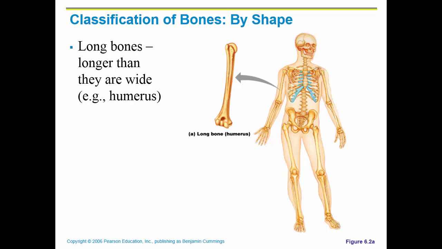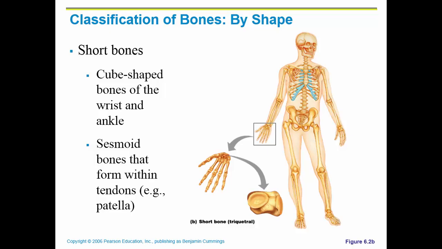Then they also classify the bones within those 2 different categories by shape. And so we have long bones, which are longer than wide. A good example of that is the humerus, which is your arm bone. You also have short bones, and short bones are cube-shaped. These cube-shaped bones are found in the wrist and the ankle.